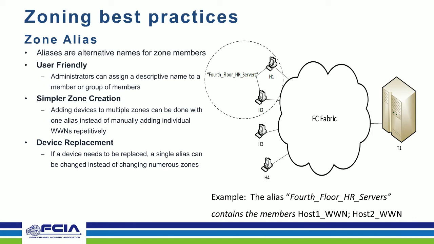So in this picture over here, you can see an example of an alias. The fourth floor HR servers has two members that contain the host one and host two worldwide names. Another example that's not shown here is an administrator could have created an alias for, let's say, T1, target one, and called it perhaps storage rack 10.